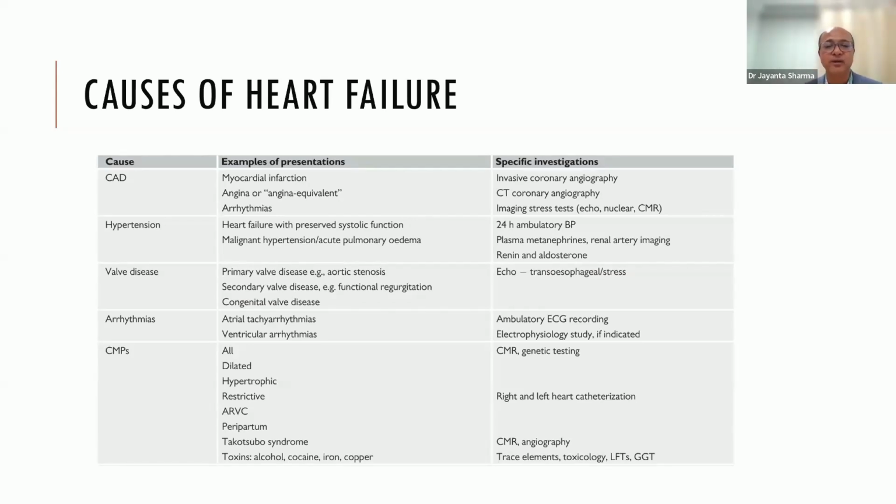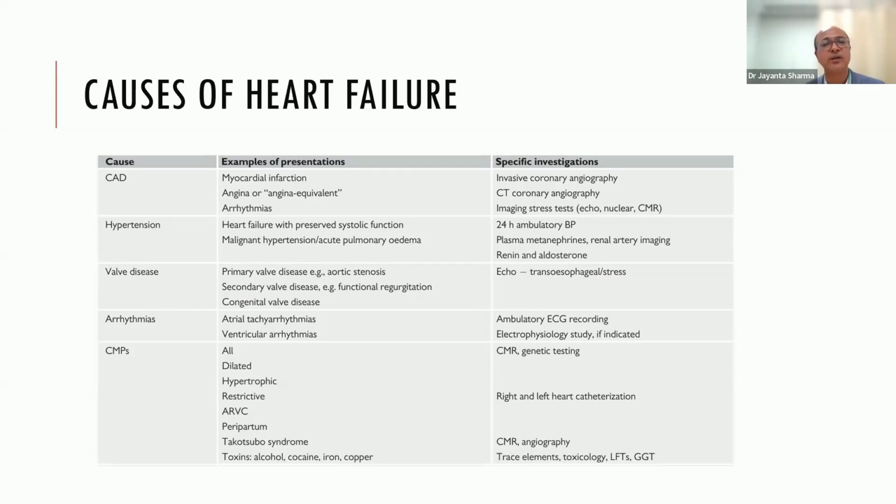Besides that, we have a lot of cardiomyopathies. After a long run of cardiomyopathy, the patient develops heart failure, specifically dilated cardiomyopathy, hypertrophic cardiomyopathy, restrictive cardiomyopathy. So for all these things, the patient needs specific investigations.